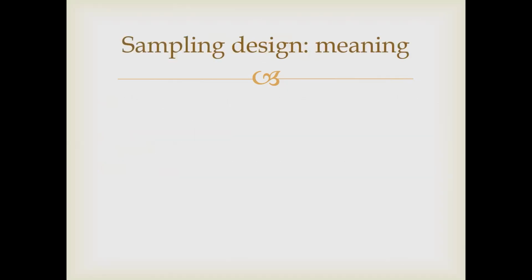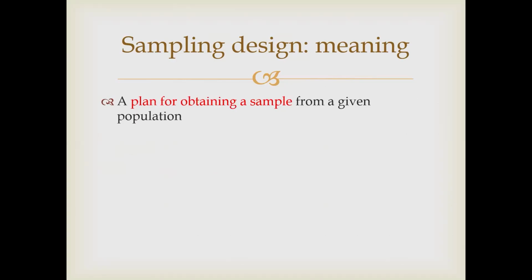So let us look at the meaning of sampling design. It is part of the research methodology. When you are doing research, you have a research methodology, and one of the components of the research methodology is the sampling design. In other words, design always means a plan. When you are building a house, first you draw the plan of the house. That plan is called the design. So it's a plan for obtaining a sample from a given population.